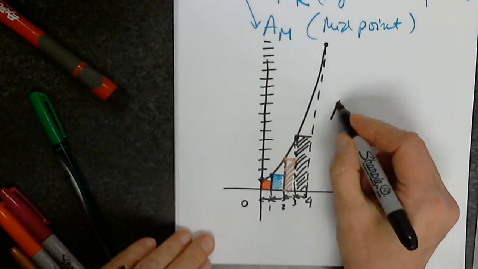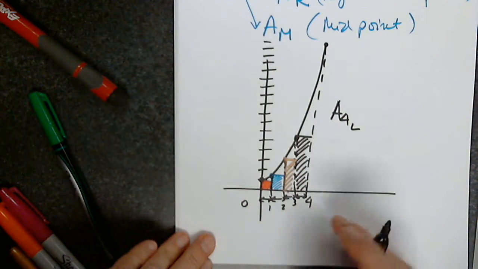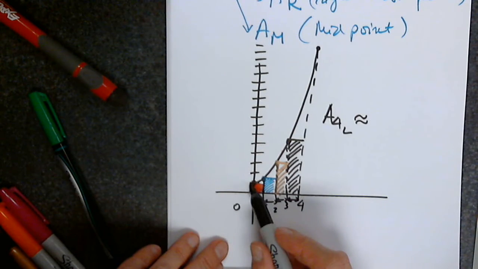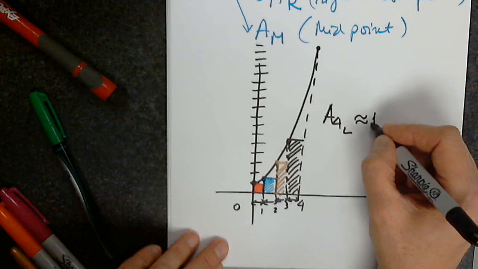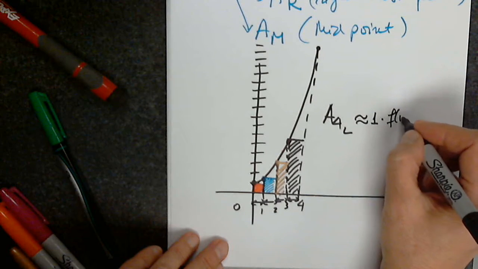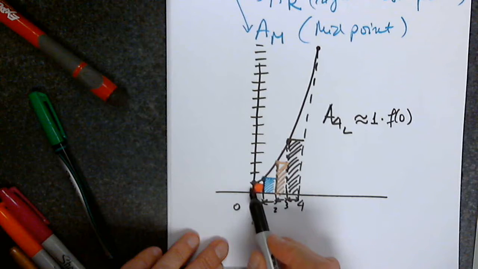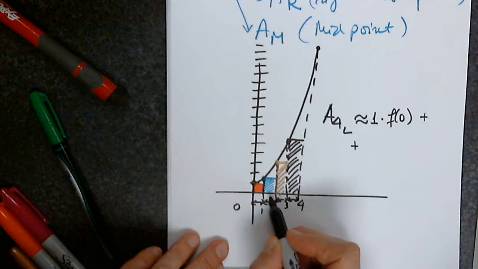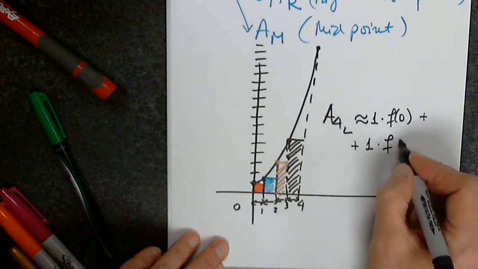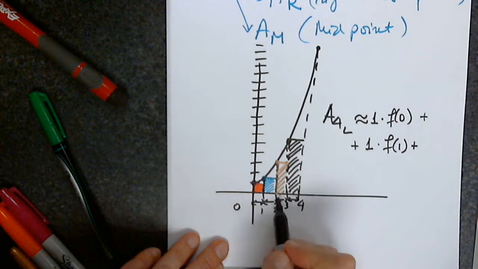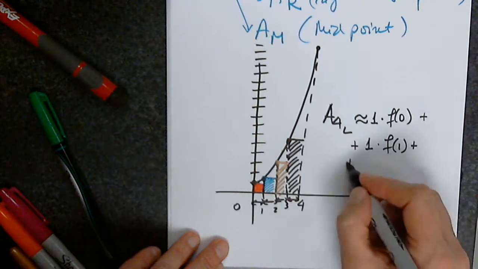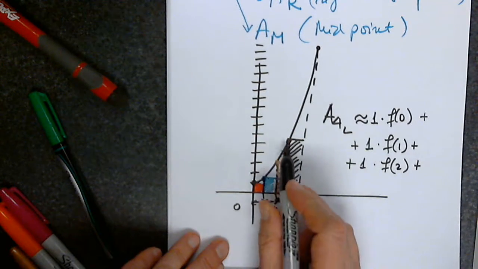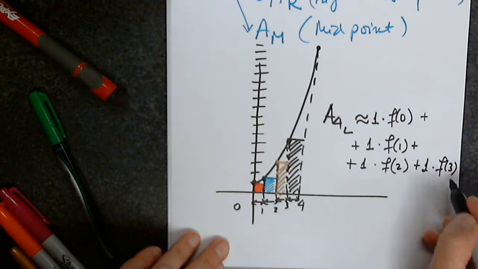So I will say the area with 4 left is approximately base times height, 1 times f of 0, plus base times height for the blue one, 1 times f of 1, plus for the gold, base times height, 1 times f of 2, plus, last one, base times height, 1 times f of 3.